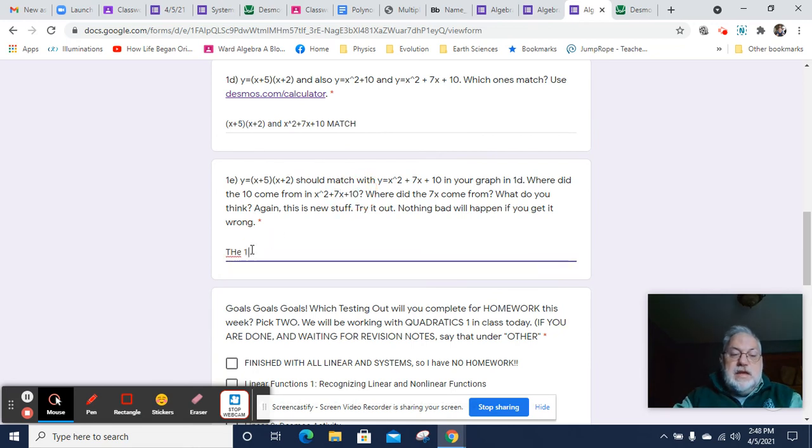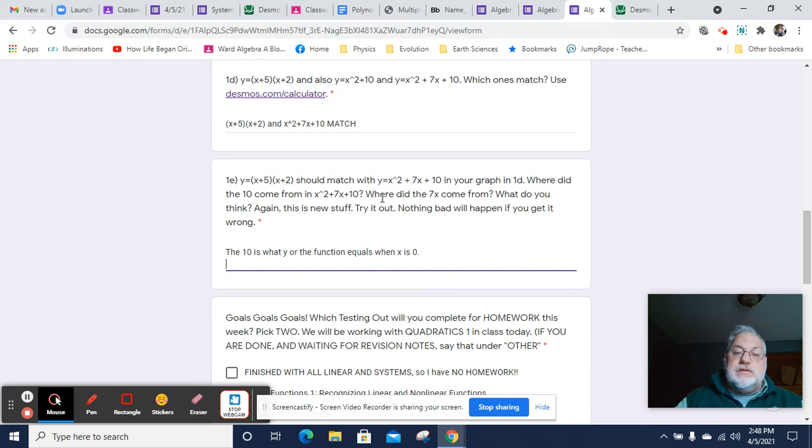The 10 is what y, or the function, equals when x is 0. Because if x is 0, x squared is 0, and 7 times 0 is 0. So 0 squared plus 7 times 0 plus 10 is going to equal 10. And the other place to think about where the 10 comes from is if x was 0 here, I'd have 0 plus 5 times 0 plus 2. So x would be 0, so I'd be left with just 5 times 2, which equals 10.